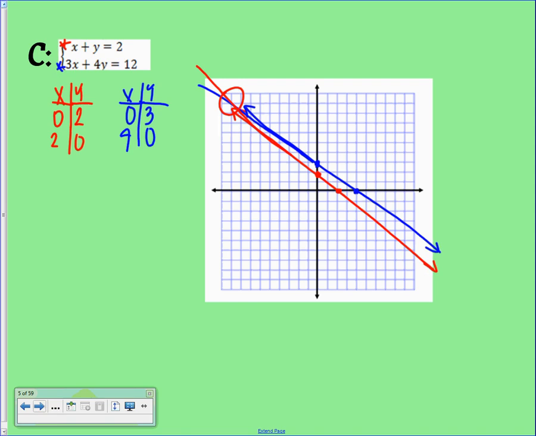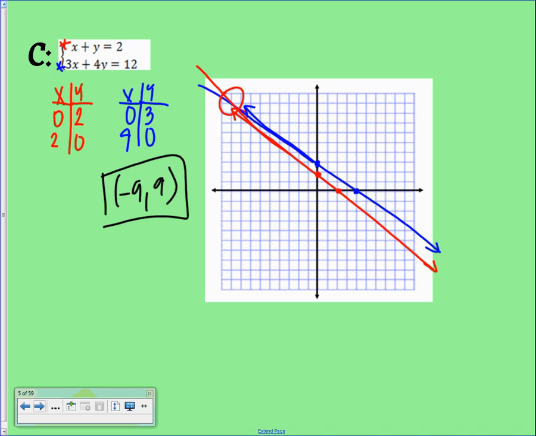So this ordered pair would be 1, 2, 3, 4, 5, 6, 7, 8, 9, negative 9, 1, 2, 3, 4, 5, 1, 2, 3, 4, 5, 6, 7, 8, 9, negative 9, 9. Okay, so just be really careful there.